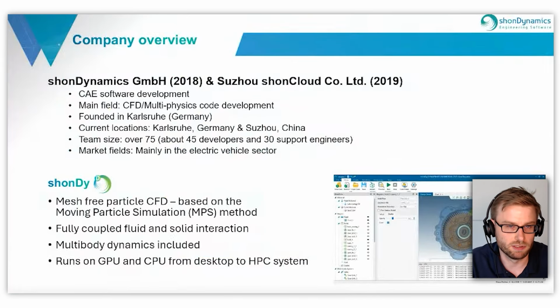So who we are. We are ShonDynamics. We were founded in 2018. Currently, we have offices in Karlsruhe, and maybe if you already guessed, I'm from Karlsruhe, and also Suzhou, China. We are currently around 80 persons in the company. Around 50% of them are developers. We are mainly active in the field of electric vehicles.